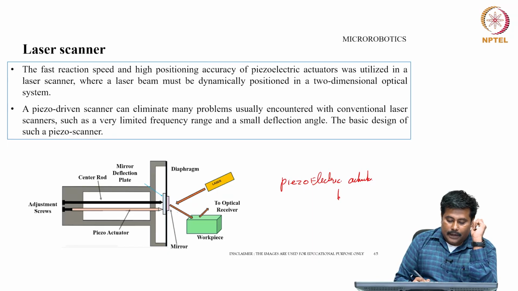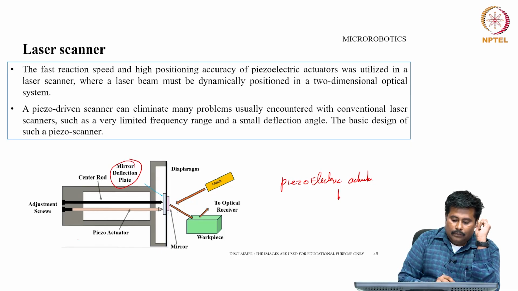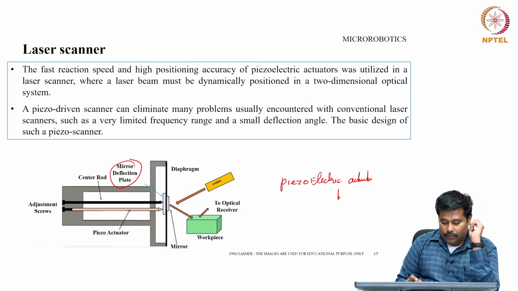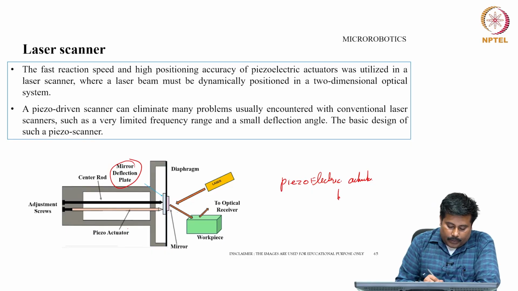Like in this particular case, there is a center rod and then there is a piezo actuator. Then there is a mirror deflection plate and a diaphragm and a workpiece and a laser. What happens is, by these adjustment screws, the piezo actuator moves back and forth, and this piezo actuator will result in high frequency.